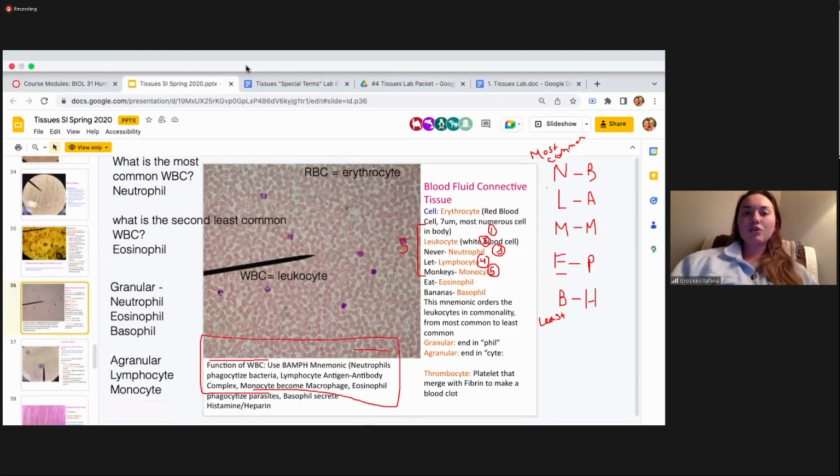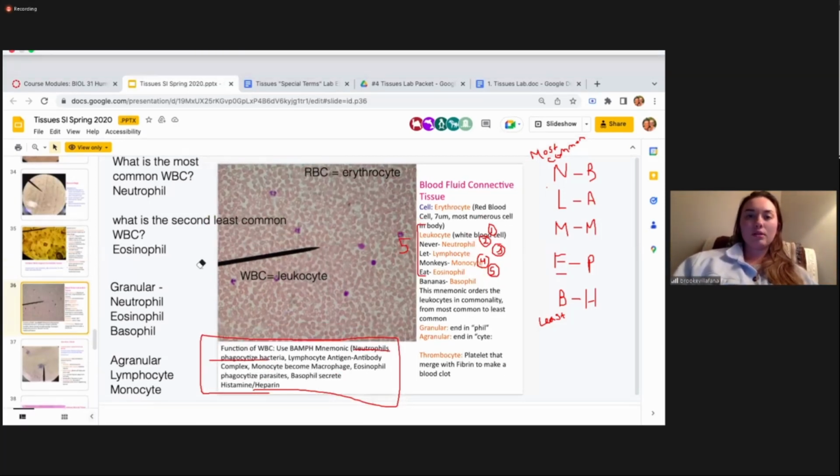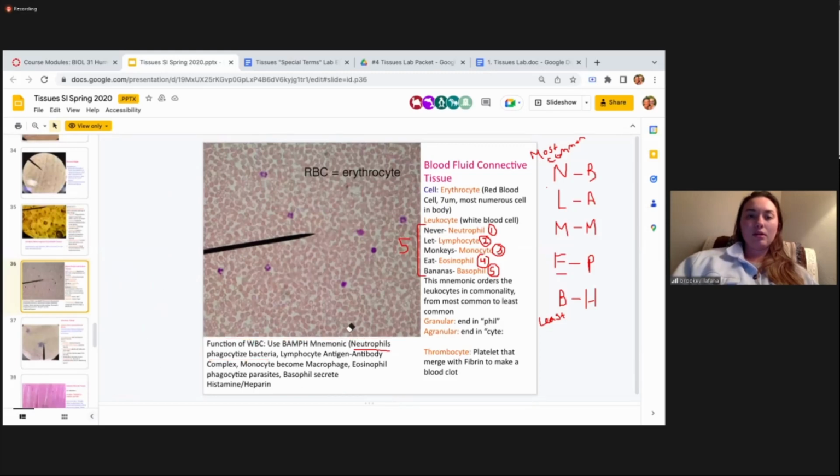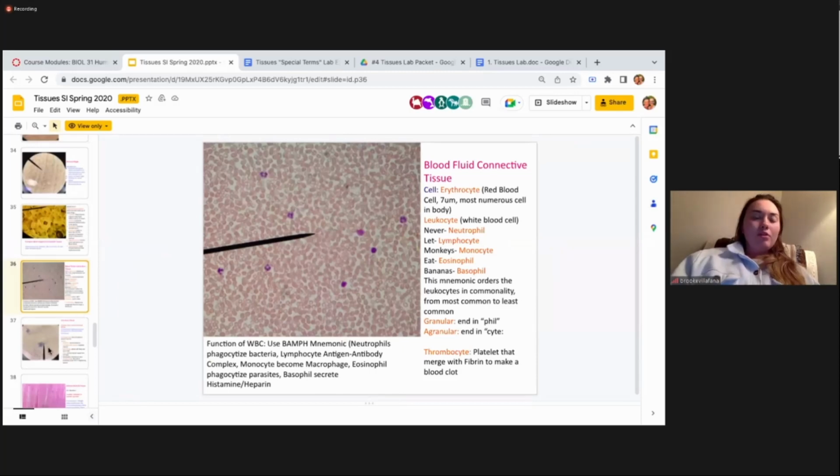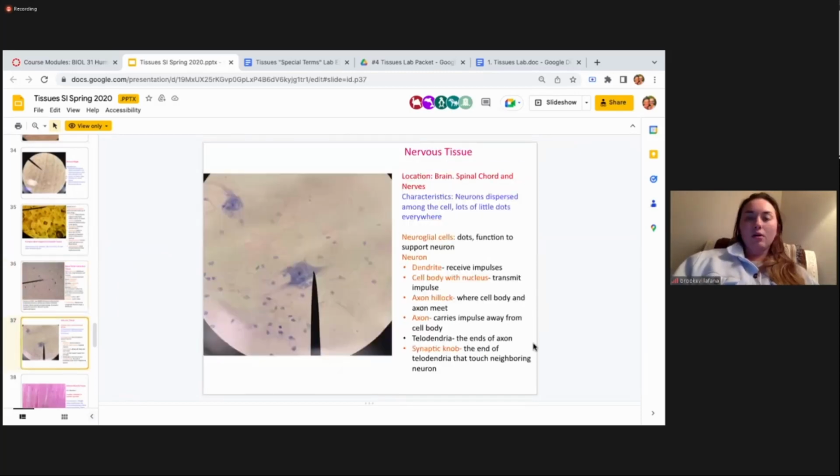Before we go, I'm going to show you those on the models because I think that would be a good thing to wrap up with, the models of the white blood cells, because we'll for sure be testing you using those white blood cell models. We have those on every lab exam. Okay, so the nervous tissue is our last tissue. This is located in the brain, spinal cord, and nerves.